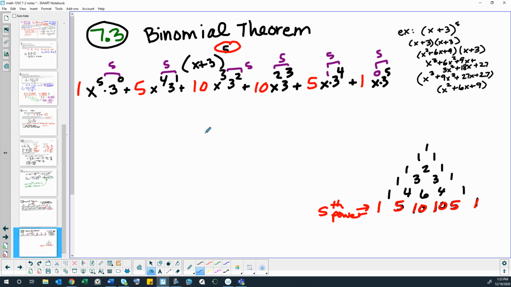Now it's 5 because this example is the fifth power. If it were the sixth power, they would add up to 6, and we would use the next row of Pascal's triangle. If it was a 4, they would add up to 4, and we would have used the previous row of Pascal's triangle. So it's all in that pattern.